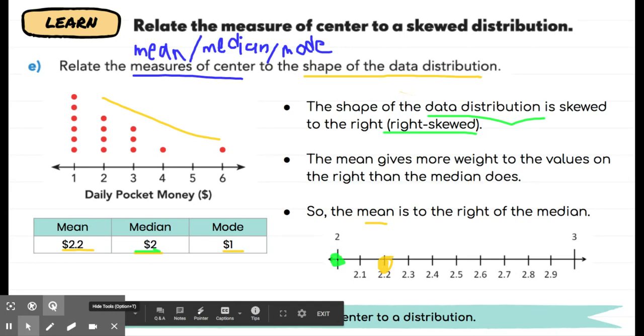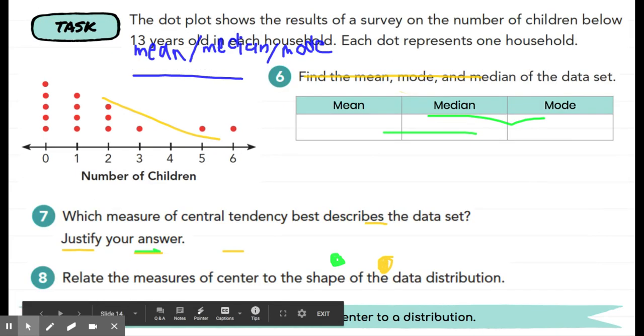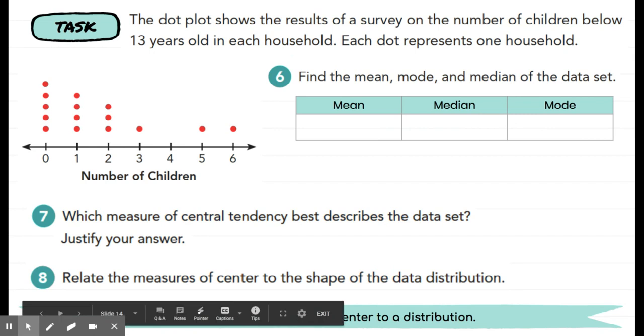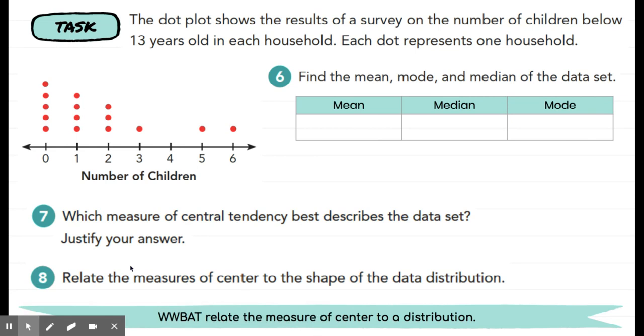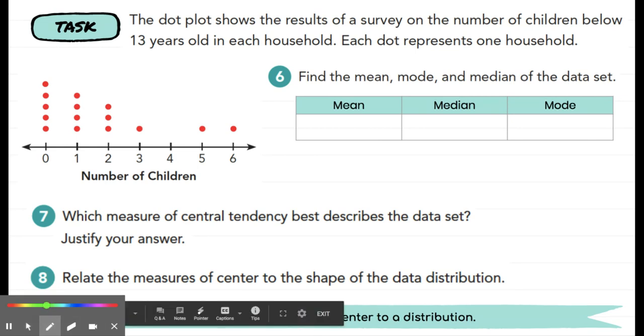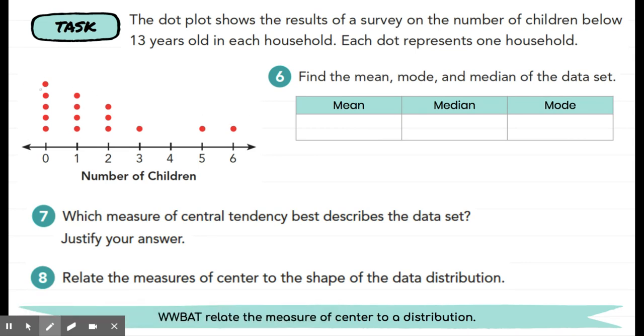Okay, so let's look at the next task that you will have to do. This dot plot shows the result of a survey on the number of children below 13 years old in each household. Each dot represents one household. So first you will have to count how many households there are. And then you're finding the mean, mode, and median of the data set. Remember to find the mean, you're multiplying the value with the frequency, and then you add them all up and divide it by the total number of households.